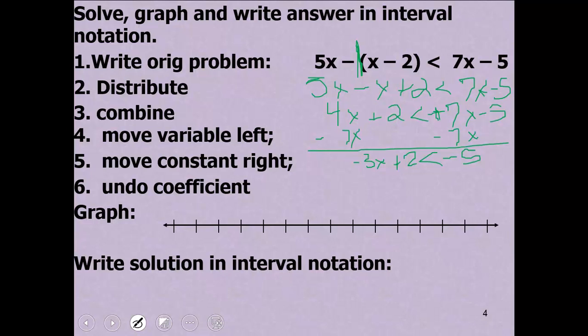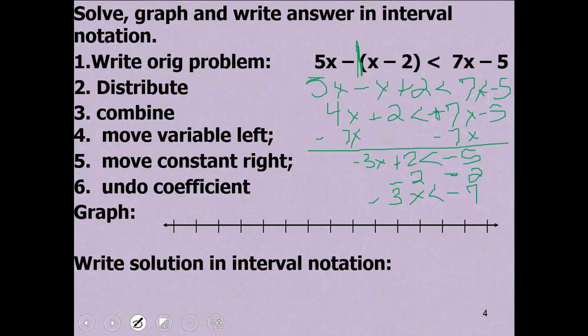Then I'm going to subtract 2 from both sides, and I get negative 3x is less than negative 7. Then I'm going to divide by 3. I'm getting a weird number. Just let me double check here real quick. So 5x minus 1, that's 4. Okay, that's okay. We can handle a fraction, no big deal. Just checking to make sure I did that intentionally.